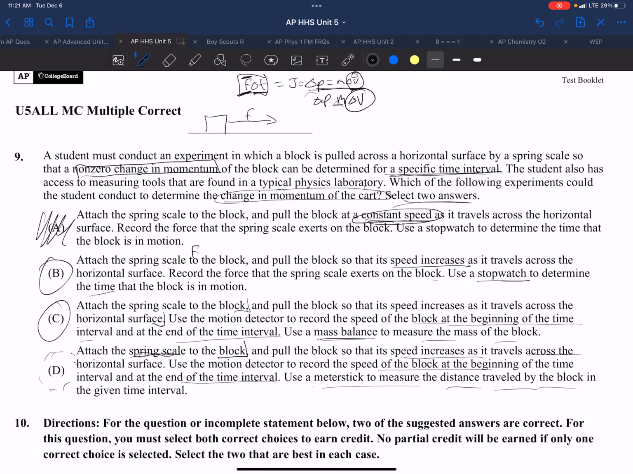But the problem is really getting the data from the spring scale. We need multiple measurements of the spring scale to find the average force. And there's nothing here that says we need to have a constant force or make multiple measurements. And it also doesn't say that there is constant acceleration. It just says to make the speed increase. So I would say that although D could be true, could work, B and C will work. And that's why it's B and C.